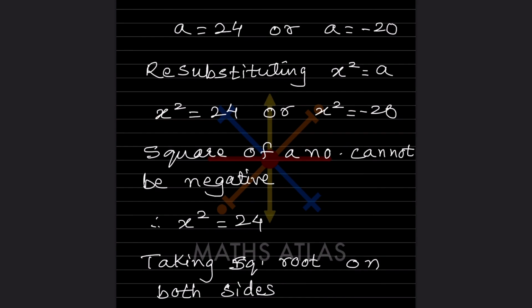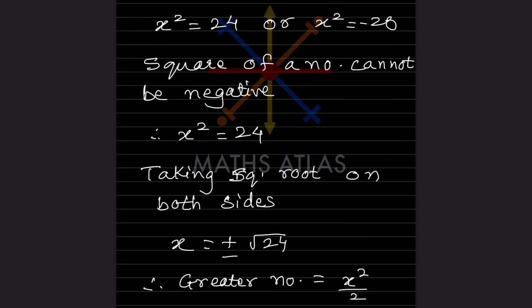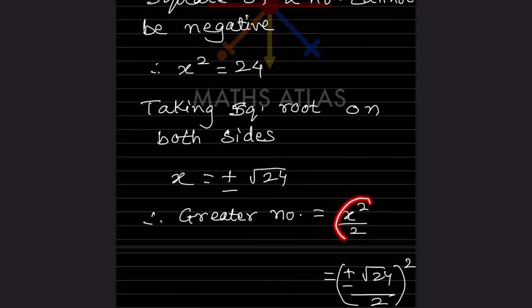Taking the square root on both sides, what will you get? x is going to be plus or minus root of 24. Here the greater number is x square by 2, so in place of this x, what are you going to write here?